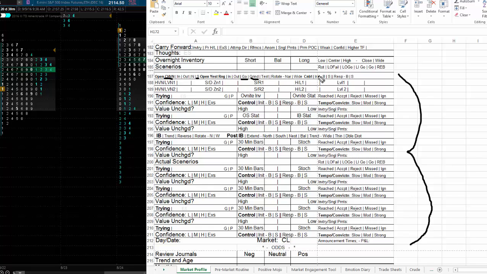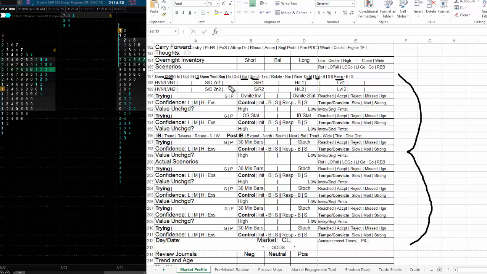or balance? So who is in control? Is it an initiative move away from balance? Initiative buyers or sellers, or is it a responsive move, moving back into balance? You trade those days differently.